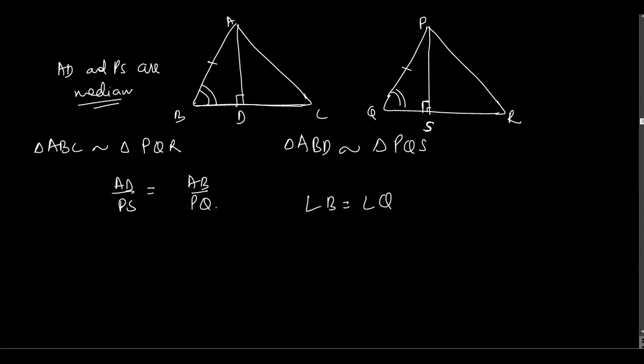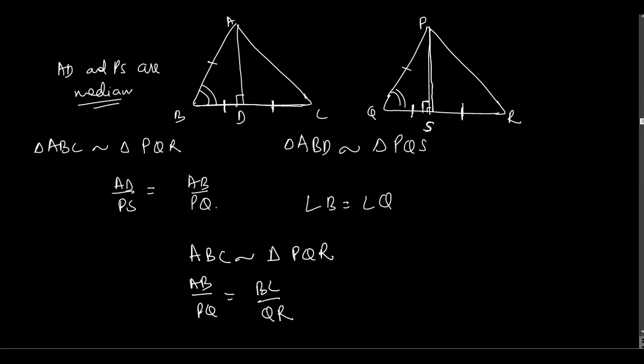We have a median here. Let's assume that this is a median. So we assume that this side will be equal to this side and this side will be equal to this side. So if the triangle ABC is similar to triangle PQR, we can write AB upon PQ will be equal to BC upon QR.